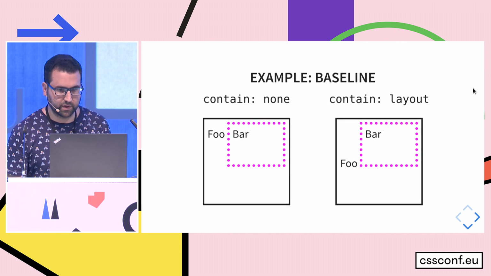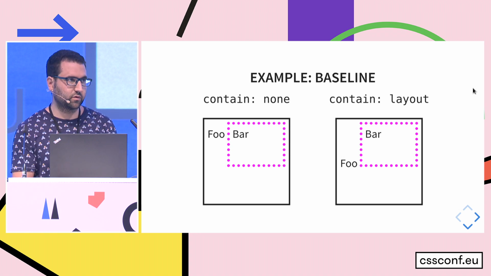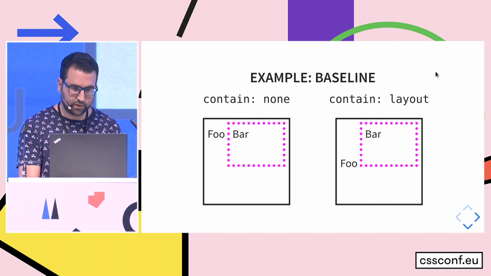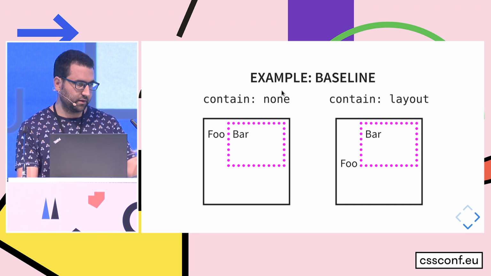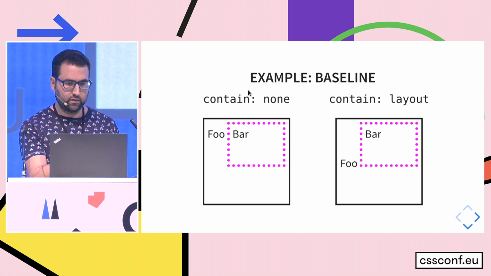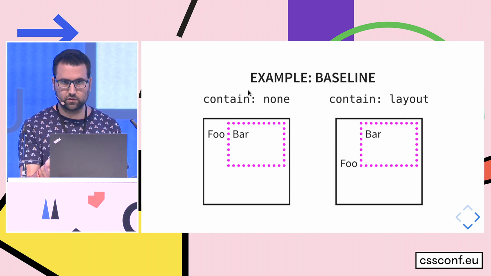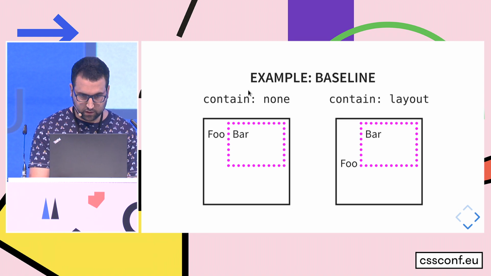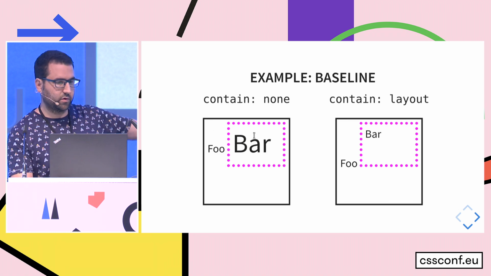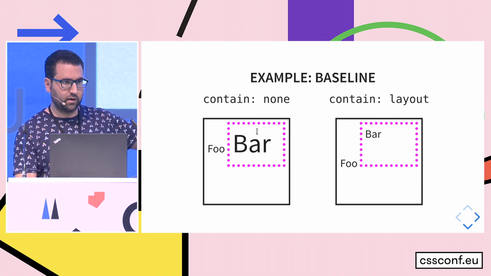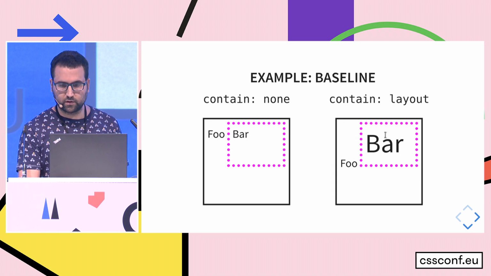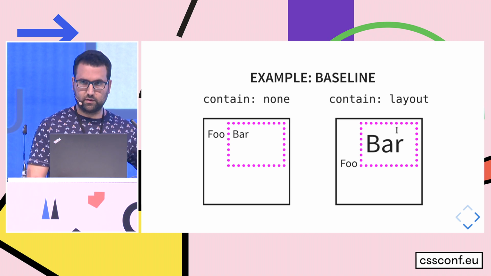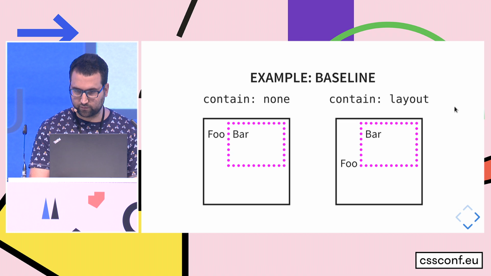Similar is for baseline. I said that when you use layout containment, the element is considered to have no baseline. So basically it's the same. Here in the contain none, you see that the foo is aligned with the bar. In the other one, it used the synthetic baseline, that's the underline in this case. If the size changes inside, the browser needs to move foo a little bit below. However, with contain layout, something changes inside, but the browser doesn't care. I mean, it can save time and avoid that kind of operations.